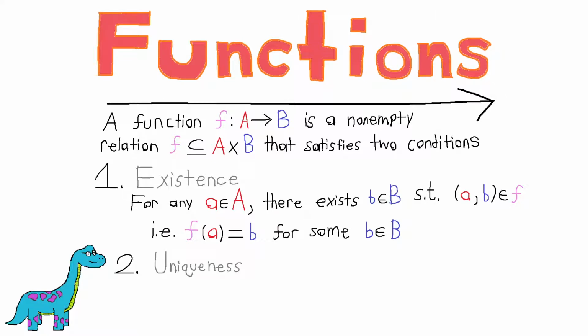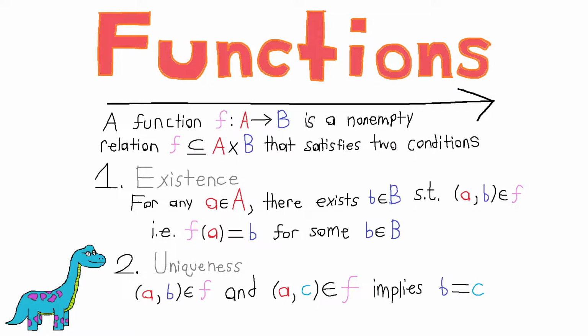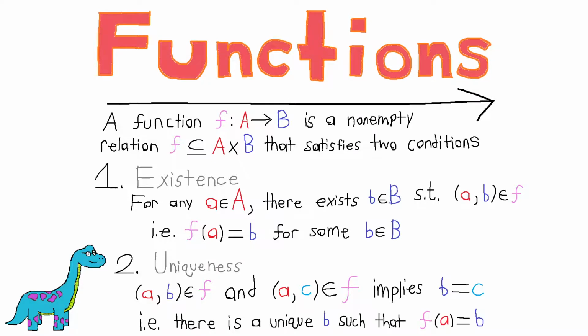The second property it needs to satisfy is uniqueness, which means that the value that f assigns to a is unique. Or to be more formal, if (a, b) and (a, c) are two pairs in F, then we must have b equals c. Or in other words, f of a equals b for a unique b.